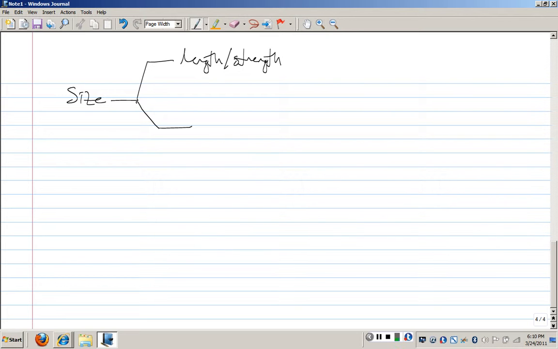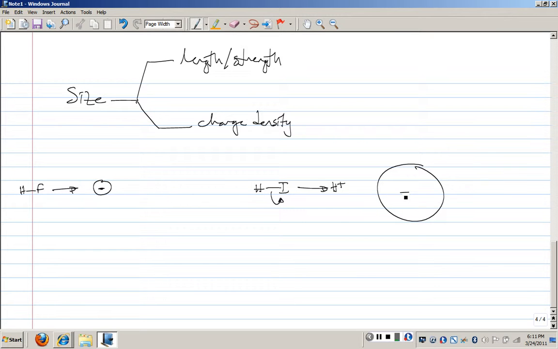But size has another component which deals with something we mentioned before, the charge density on the ion. So imagine this is fluorine, which has a minus charge because the H plus ion has come off. So HF has broken up to give F minus. Similarly, HI has ionized to give rise to the H plus ion and the I minus ion. Now, both the F minus and the I minus have a charge of 1 minus.